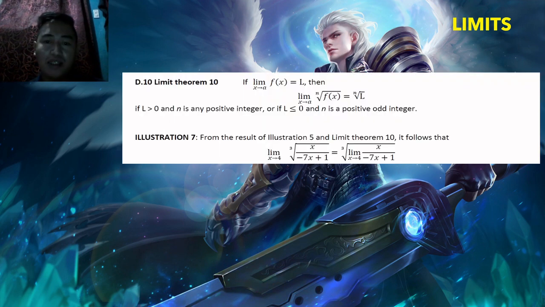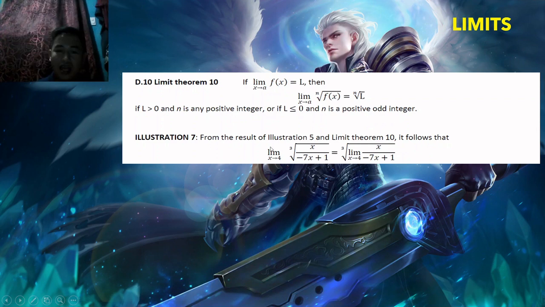The limit of f of x is equal to L, then if you take the nth root of f of x, you also take the nth root of L. So if L is greater than 0, it is okay for n to be any positive integer. But if L is negative, less than or equal to 0, then n must be a positive odd integer. Otherwise, there is no square root of negative numbers. So for fourth roots of negatives, n must be a positive odd integer.